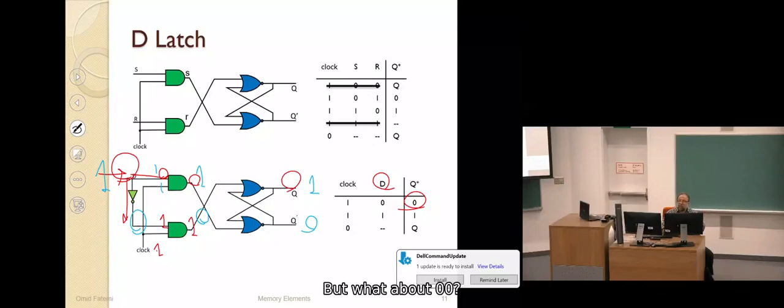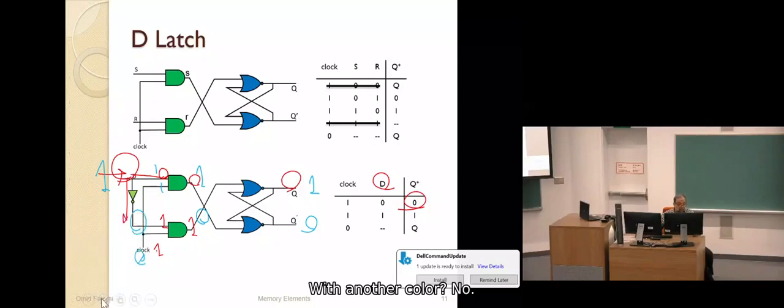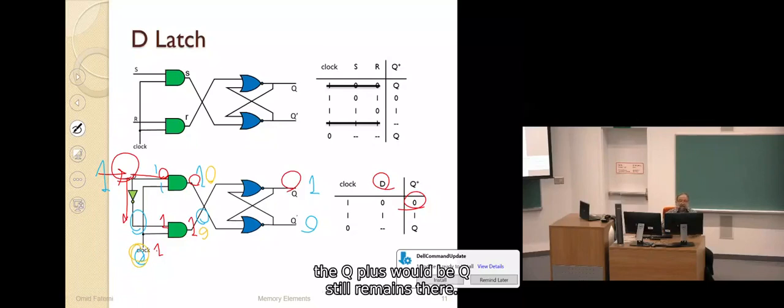But what about 0, 0, which means keep the state. The clock is 0. When the clock is 0, let's use another color. Orange. When the clock is 0, then here we have 0, here we have 0. So it is 0, 0 for our cross-coupled circuit, and the Q plus would be Q. It still remains there. So this is the new excitation table. And it is very good. Look at how good it is.